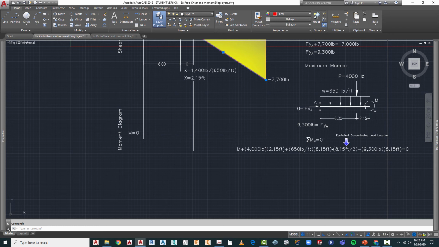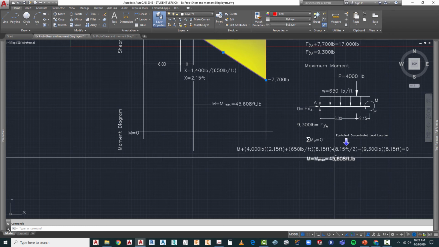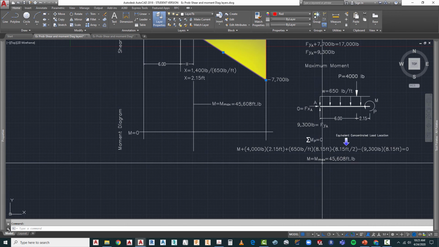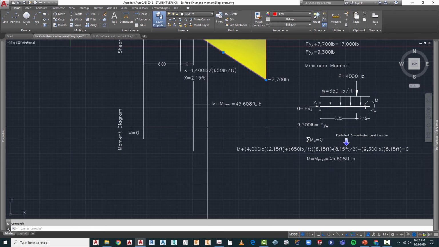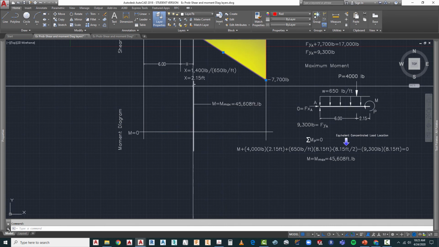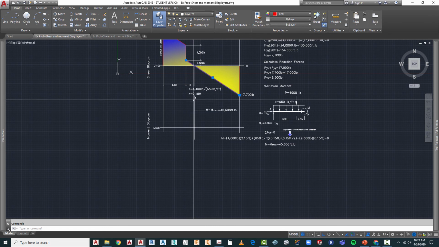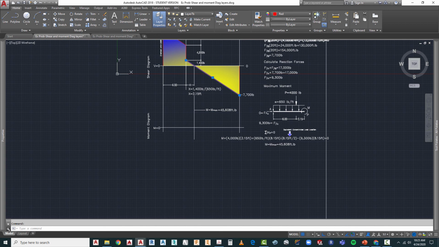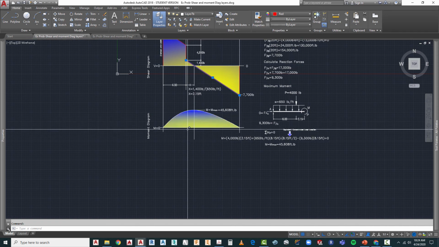So our next step is to go ahead and solve for the equation. And we find out that our M in here, which is the equivalent to maximum moment, is equal to 45,608 foot-pounds. So we know based on our vertical location here that our maximum moment is going to occur where our shear is 0 right along this point, and that is going to be our location for our maximum moment right there. So the next thing we need to do is we are going to go ahead and solve for how to draw our shear diagram right into here.